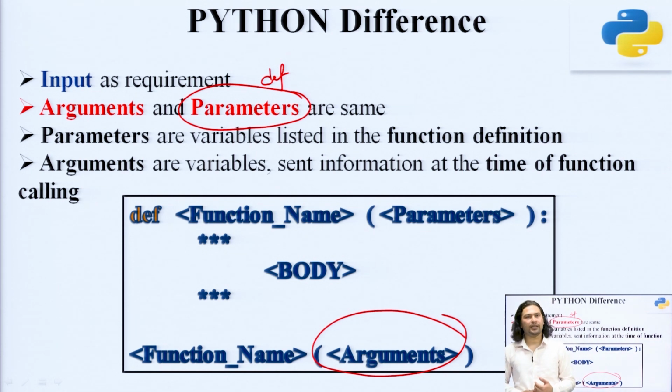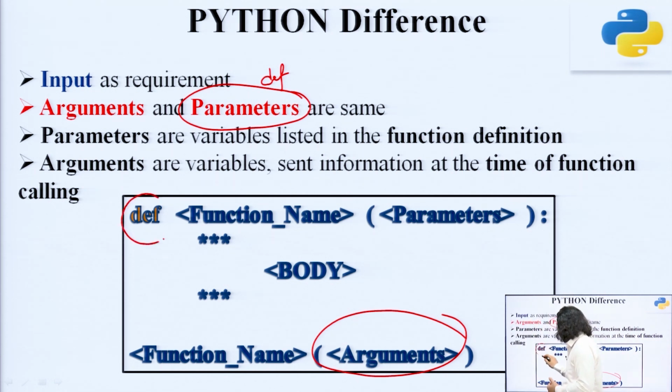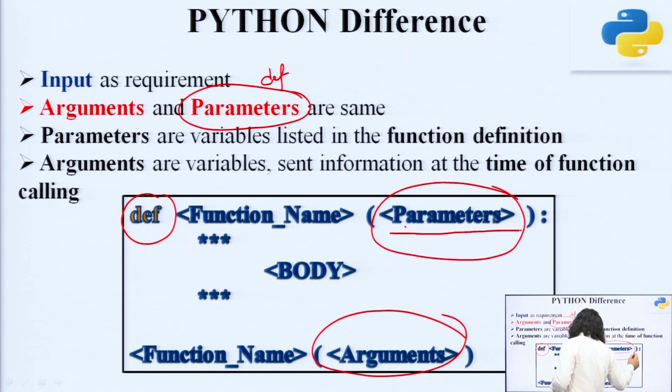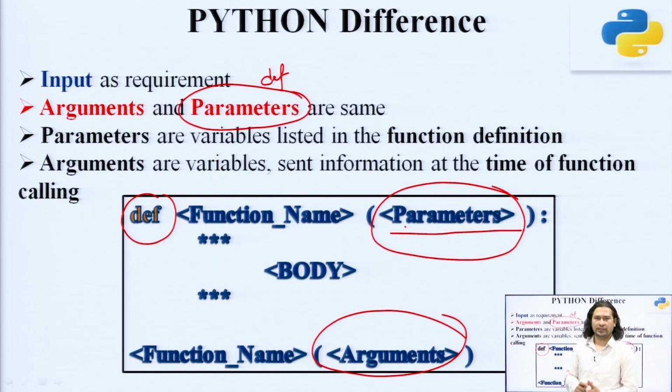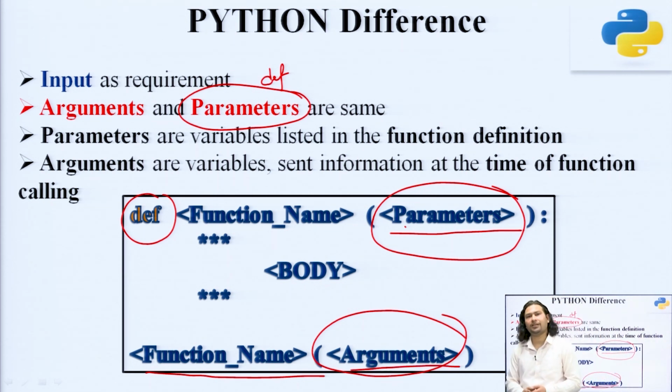When you are using the def keyword, the information in the parenthesis is referred to as parameters. The positional arguments can be referred to as parameters only if they are in the definition of a function, but if they are in the calling of a function, then they are referred to as arguments. The same positional values are referred to as arguments here.